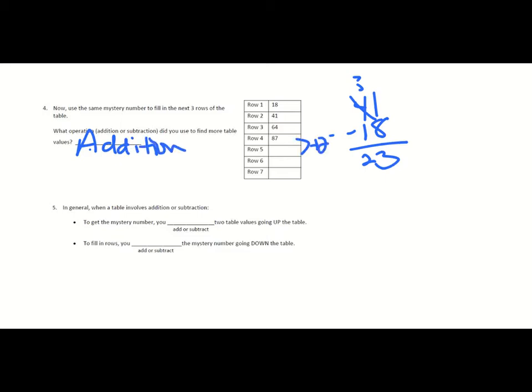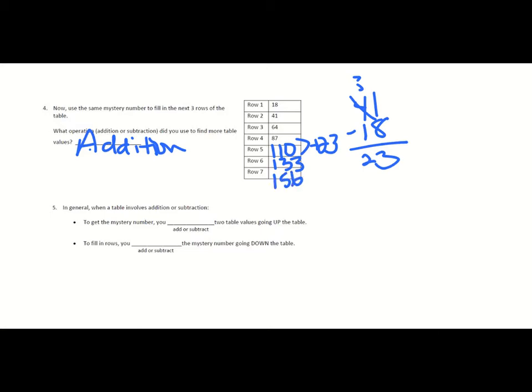Okay, so it says, now use the mystery number to fill in the next row. So if I'm basically adding, 41 minus 18 is 23. So I'm basically adding 23 every time. So I'm basically doing addition now. What operation did you use to find the rest of the values on your table? I'm basically adding 23 every time. So I'm going to get 110, and I'm going to get 133, and I'm going to get 156.